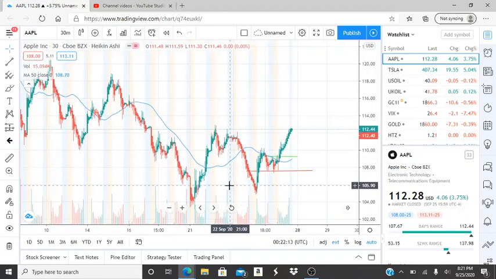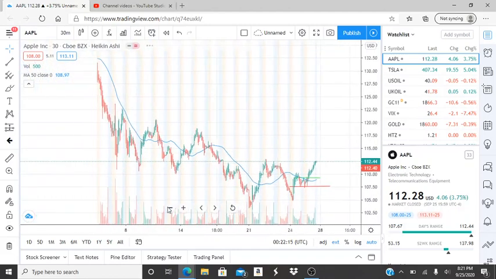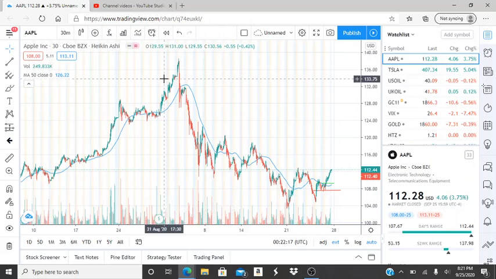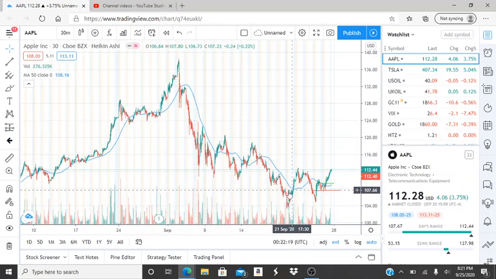Before we jump into this chart, I do want to state some things. The first thing is it has been in a downward trend, right? But we have finally seen some recovery here from this support.